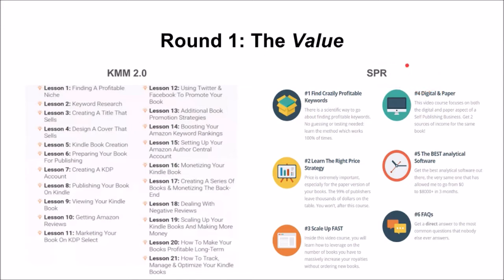But let's move on to Self-Publishing Revolution. I didn't go over the modules really here because his course isn't set up in that manner. It's more set up into 3 basic steps. But let's check it out here, what I pasted here. Number 1 is finding crazily profitable keywords. So this is very true. This is one thing that separates Self-Publishing Revolution from K-Money Mastery. There's a scientific way to go about finding profitable keywords. There's no guessing or testing needed.